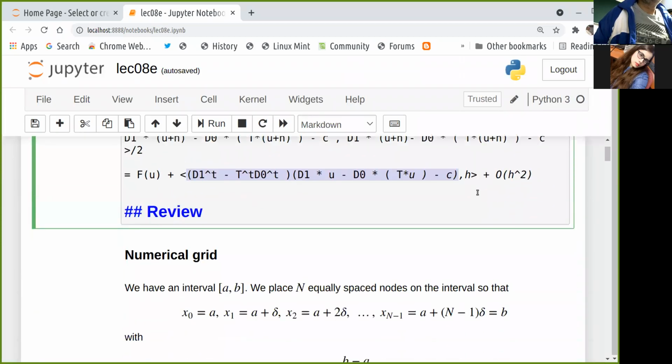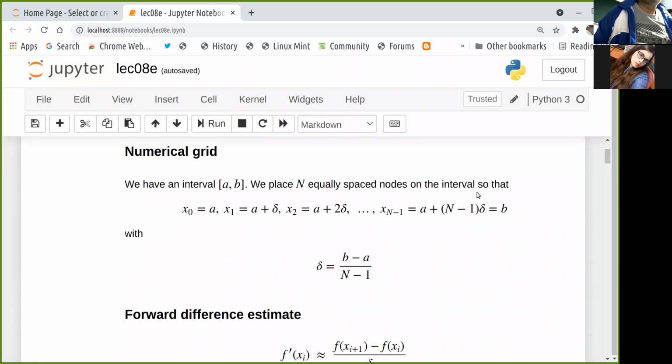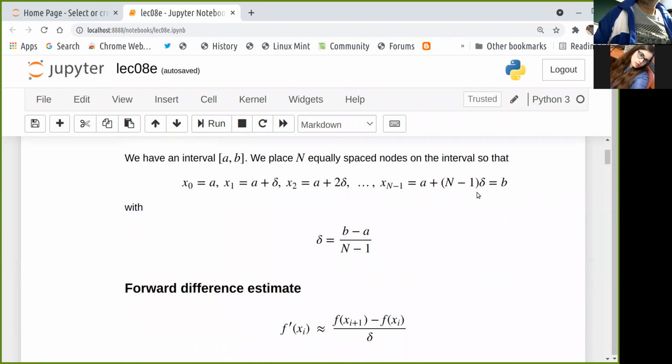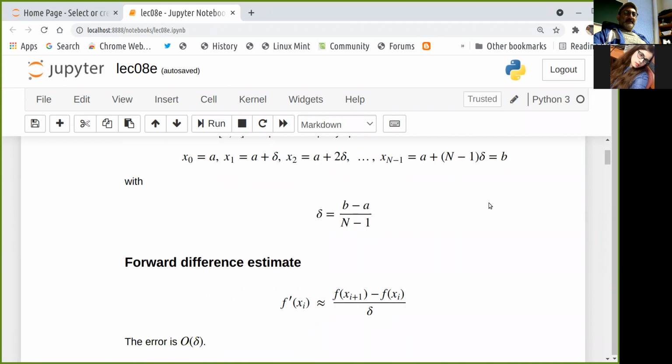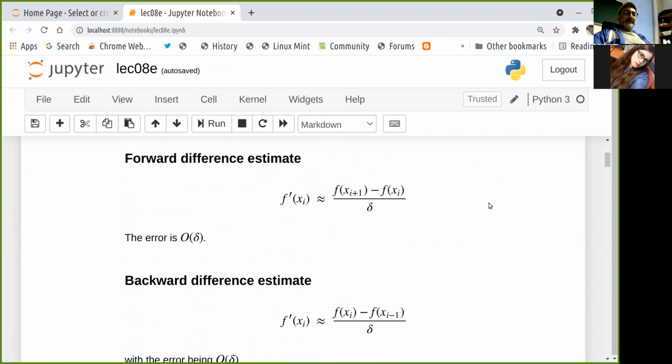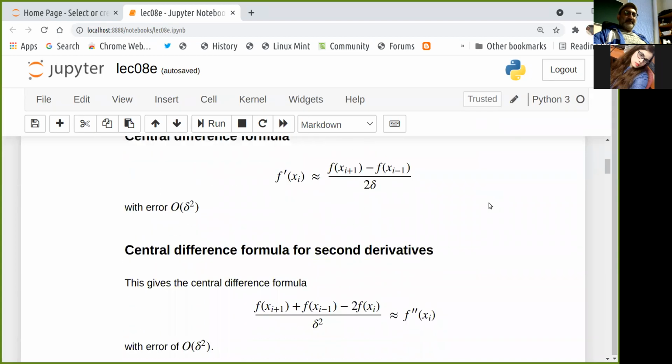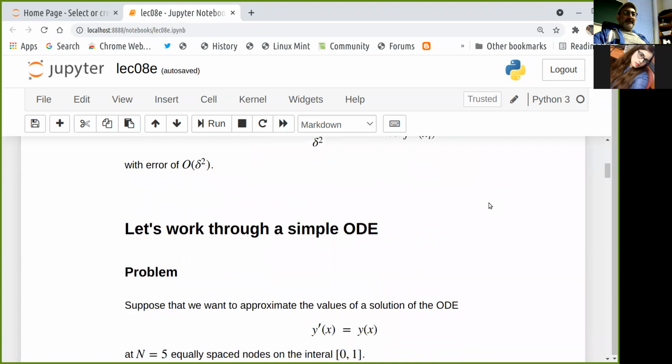Okay, so just a quick review of what we did before. If the equation is to be solved on the interval a to b, then you put n nodes on it. We'll call those x0 up to xn minus 1. x0 is a, xn minus 1 is b, and your spacing is b minus a divided by n minus 1. Okay, you have your forward difference and your backward difference and your central difference formulas.